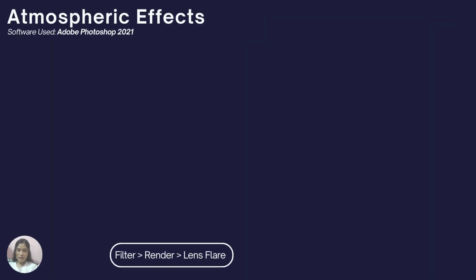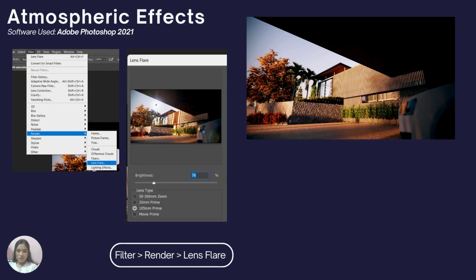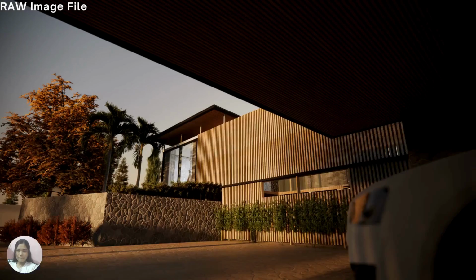And now we're here in the atmospheric effects. You will find them from Filter to Render and then Lens Flare. Here we will add the lens flare. On this image we will add the filter. So you can also choose what kind of lens flare you want to use. Here I use the 105 mm prime as I think it will suit this image more.